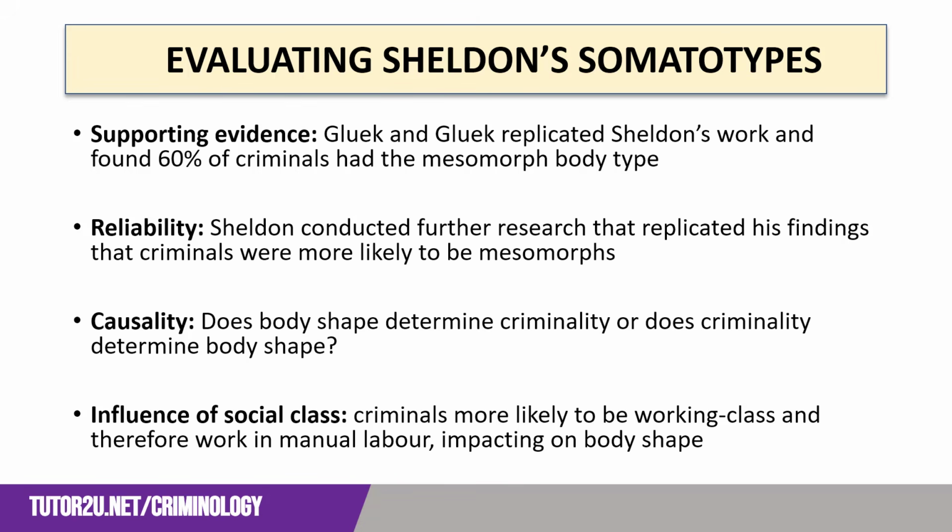However, Sheldon's ideas have been supported by other research, particularly by Gluck and Gluck, who replicated Sheldon's work and found that 60% of criminals had the mesomorphic body type. Furthermore, Sheldon's research is seen as reliable as he produced further research that backed up his findings. However, there are limitations to his approach.